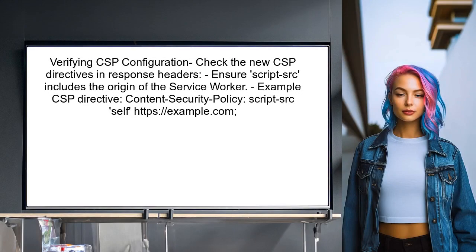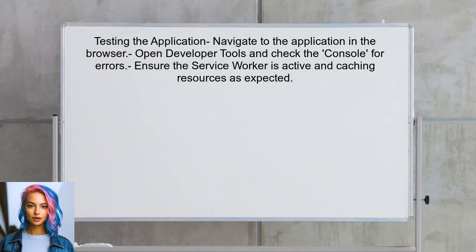Additionally, the user should verify that the new CSP configuration allows the service worker script to load. This can be done by checking the CSP directives in the response headers. Finally, the user should test the application to confirm that the service worker is functioning correctly with the updated CSP settings. This can be done by navigating to the application and checking for any errors in the console.